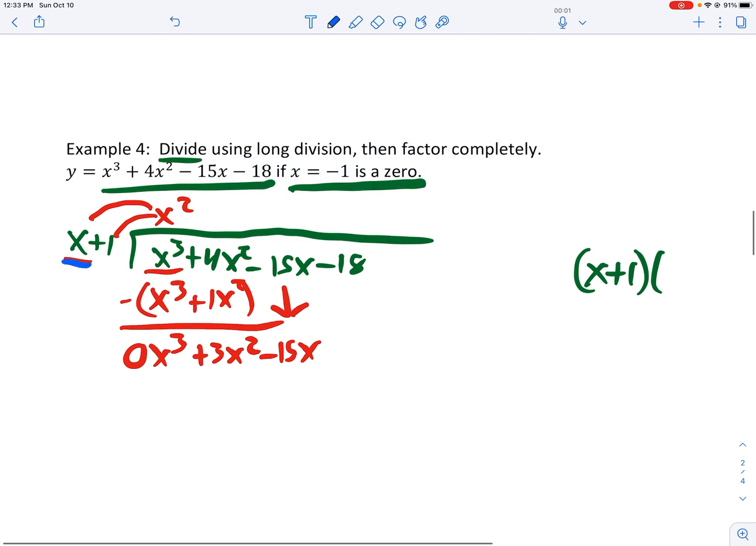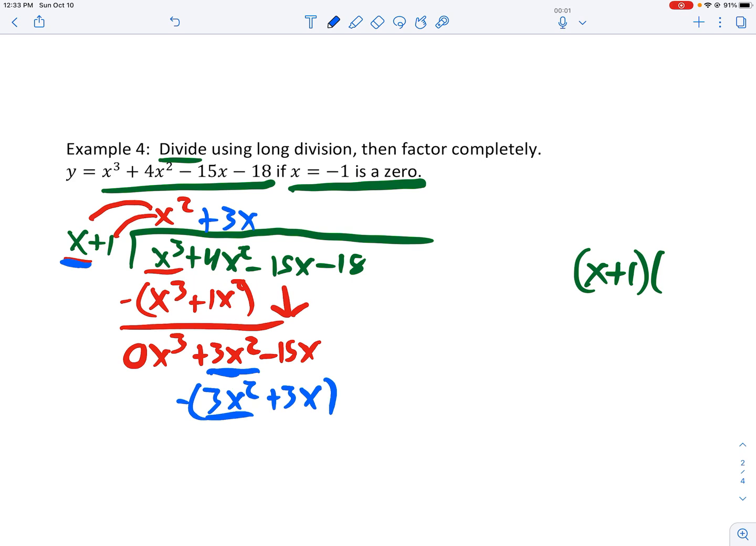How many times does x go into 3x squared? 3x times. Multiply 3x times x, 3x squared, 3x times 1, plus 3x. Again, if you're doing this correctly, notice that these values should always be the same, because when you go to subtract, there should be 0. So this is going to give you 0x squared. Minus 15 minus 3 is now minus 18x. Bring down the minus 18.